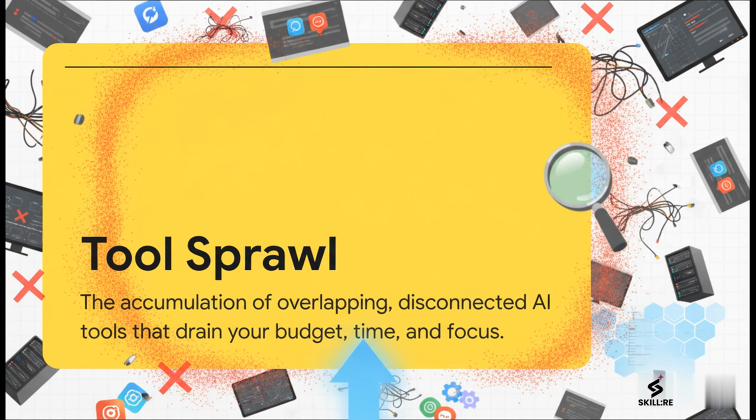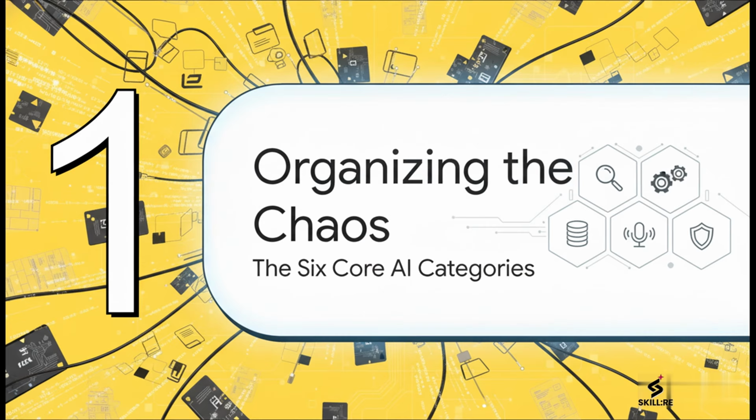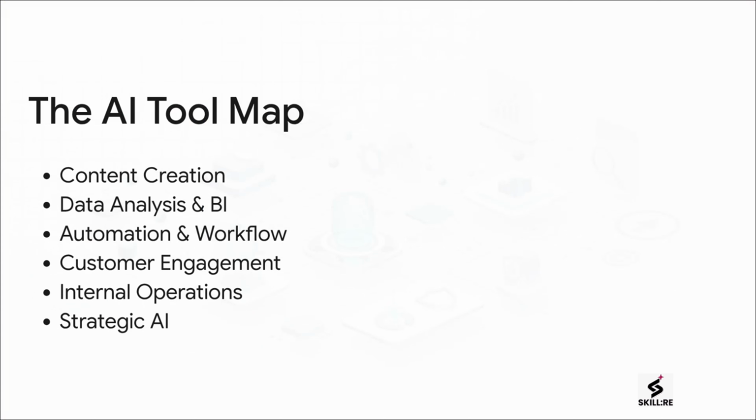The very first step to taming this chaos is to stop thinking about all the different brand names, ChatGPT, Jasper, Midjourney, and start thinking about what these tools actually do for you. It turns out we can sort pretty much every AI tool out there into 6 simple core categories. Think of this right here as your map to the whole AI landscape. These 6 categories cover everything from writing a marketing email to planning your next 5-year strategy. Understanding this map is the absolute foundation for building an AI system that's powerful and, most importantly, intentional. Let's quickly walk through each one.